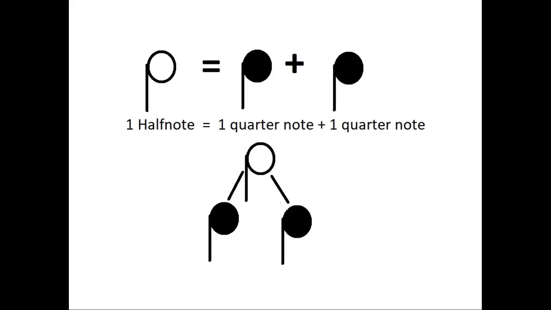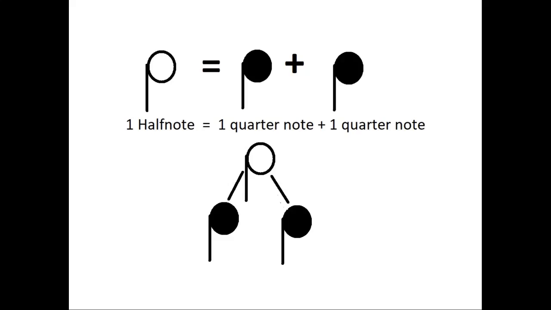Now let's have a look at half notes. There's our half note on the left-hand side. We see it's a circle with the stem going down on the left-hand side. A half note is equal to 1 quarter note plus 1 quarter note. If you look at the difference, a quarter note is also a circle with a stem going down, but the circle is colored in. So it's sometimes just referred to as a dot. So it's a dot or a colored in circle with the stem going down on the left-hand side, and that is called a quarter note. So a half note is equal to 2 quarter notes.